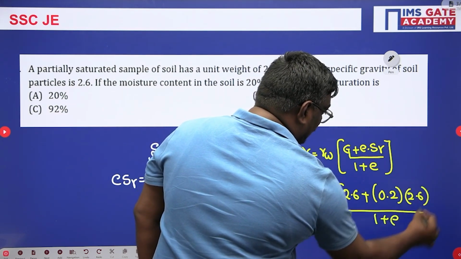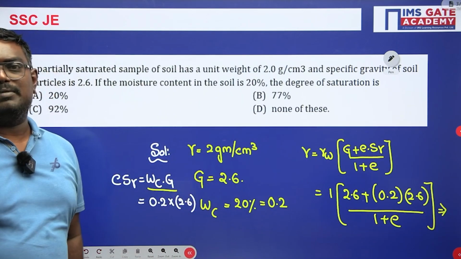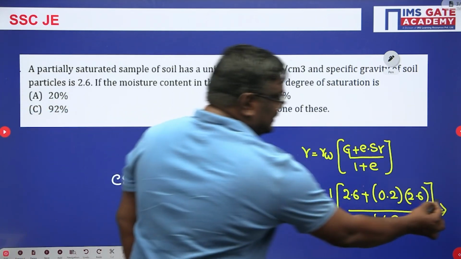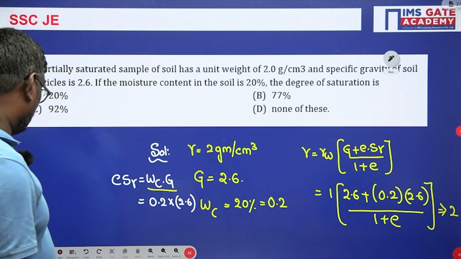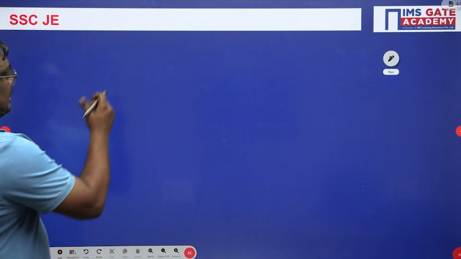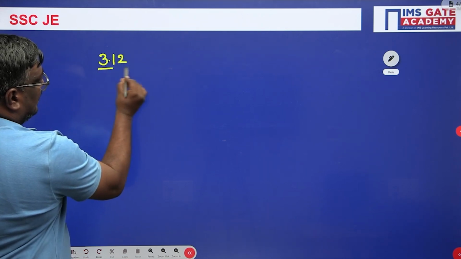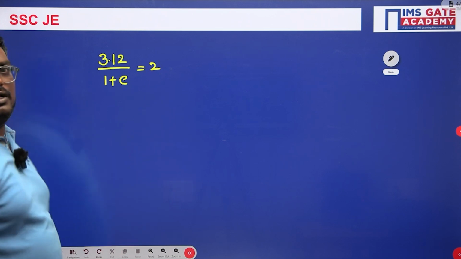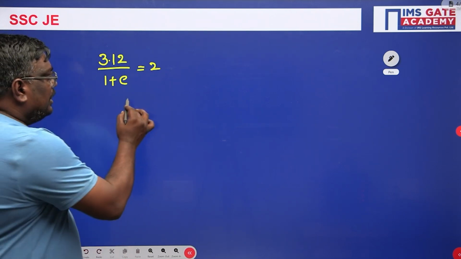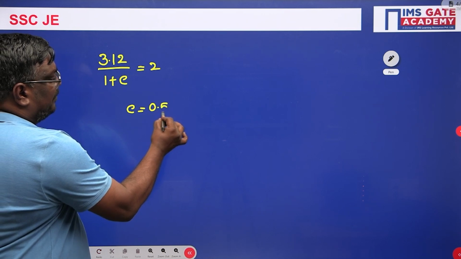Now, this value will be equal to what, my dear students? The gamma value here is how much? Here it is 2 gram per cc. Agree? So here you can write 3.12 divided by 1 plus E is equal to 2. Agree, my dear students? On solving it, you will get the E value as 0.56.